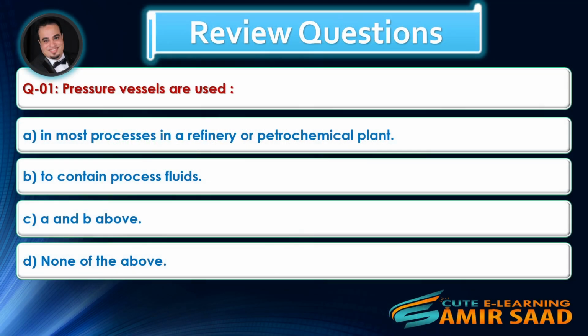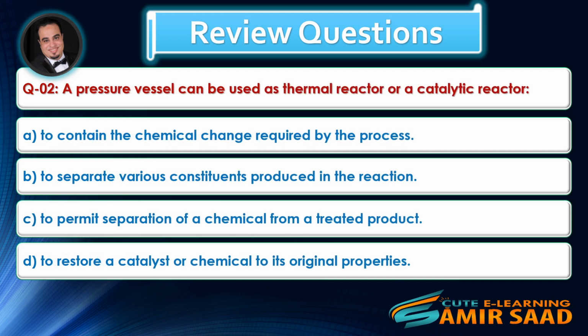Review questions. Question number 1. Pressure vessels are used... Answer is C. Question number 2. A pressure vessel can be used as thermal reactor or a catalytic reactor. Answer is A.